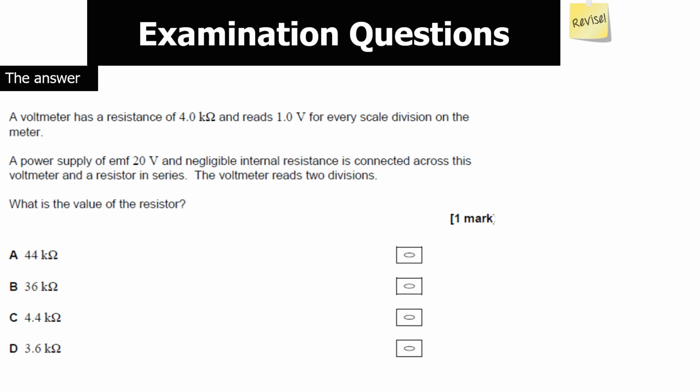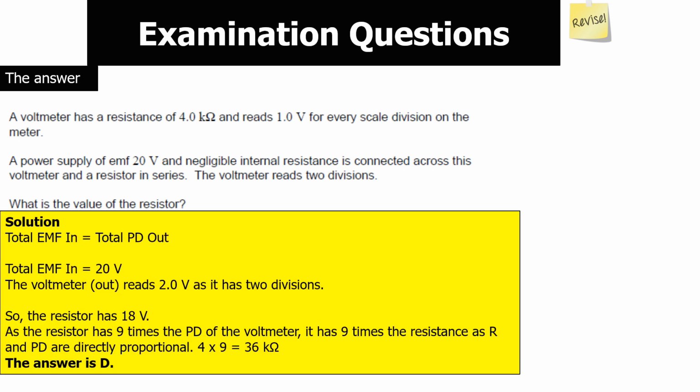Right, so how do you answer this question? Well, we know from Kirchhoff's laws that total EMF in equals total PD out. Now the question tells us the total EMF in is 20 volts and the voltmeter is reading 2 volts as it has 2 divisions and each division reads 1 volt. So that tells us the resistor that's connected with the voltmeter in series must have a value of 18 volts, because there's going to be 20 volts in, so 20 volts out.